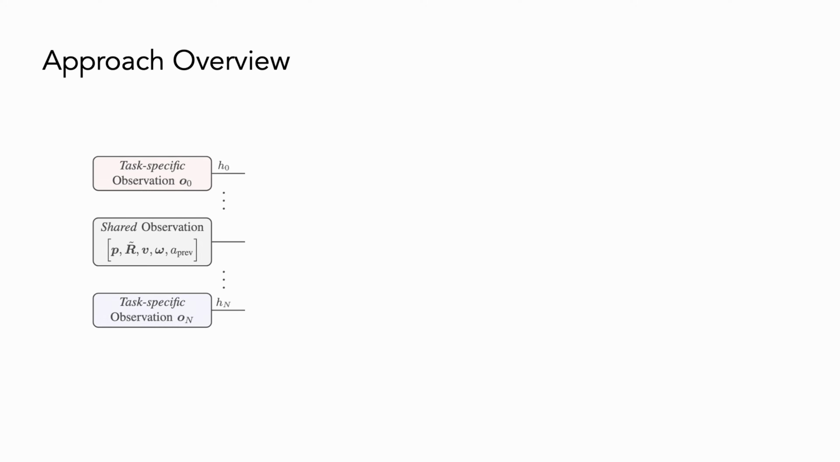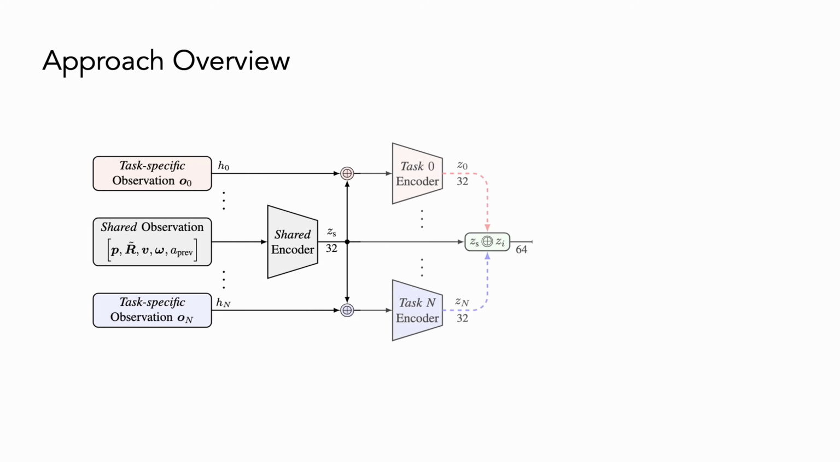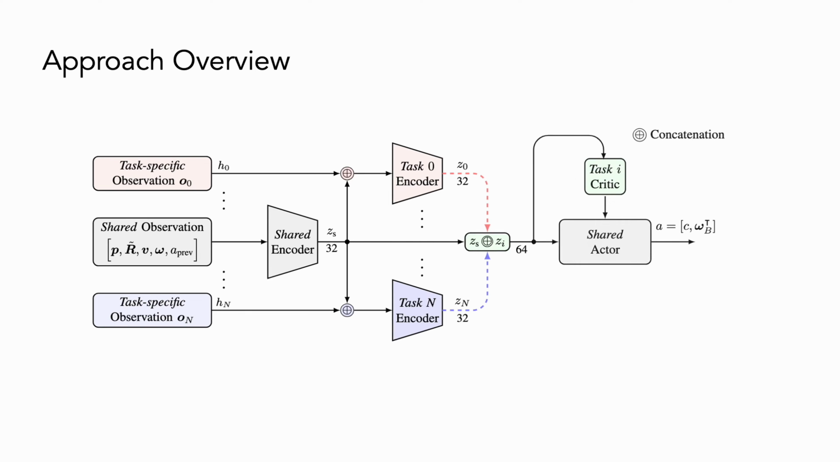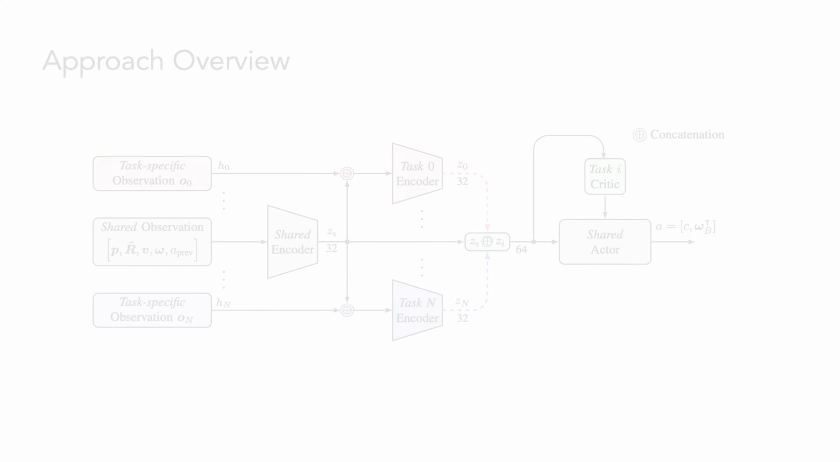To train our multitask policy, we first separate the observations into task-specific observations and shared observations. The shared observation is then processed with an encoder, shared between tasks, while the specific observations are processed with different encoders. Then we concatenate for different tasks the shared and specific embeddings. Afterwards, we use a single actor to predict the actions and multiple critic networks to guide the task learning.